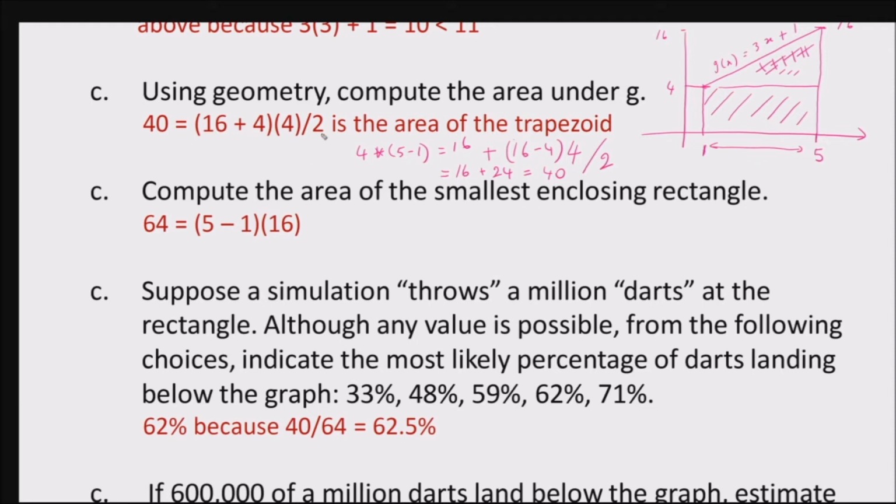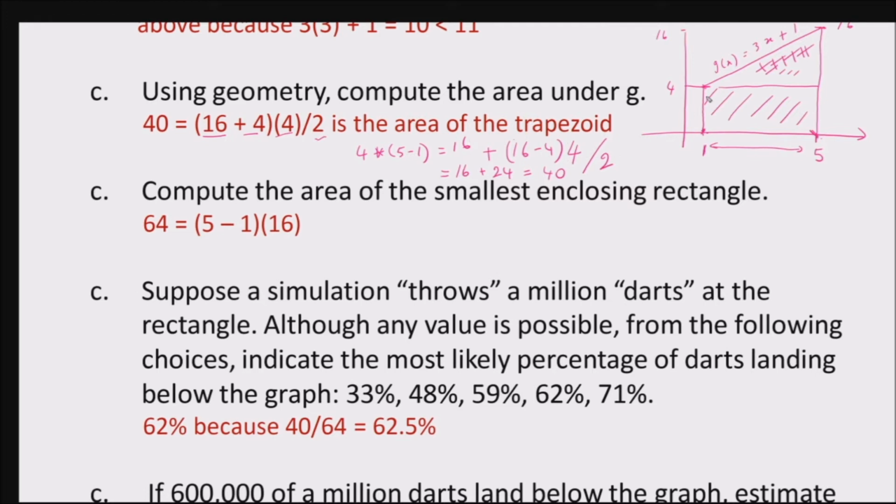Oh, you can do it like this as well. What this one does is, well, this distance is 4, you add this to this, and you multiply that and divide by 2. So the trapezoid area is equal to the minimum height plus the maximum height, multiplied by the distance from here to here, which is 4, and divide by 2, right? So that is the same thing. So you get 40 anyway, right? So that is how you calculate.